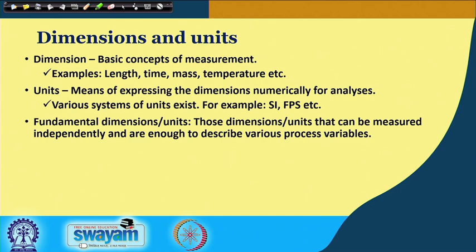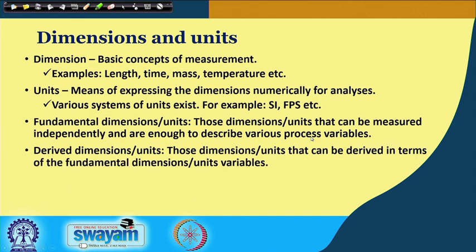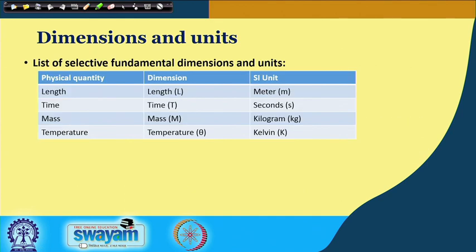Now, there are two types of the dimensions and the units. First is the fundamental dimensions or units. And what are these? These are those dimensions or units which can be measured independently, and they are sufficient to describe the various process variables. And there are some derived dimensions or units, and this means that these dimensions or units can be derived in terms of the fundamental dimensions or units. So, let us see some examples.